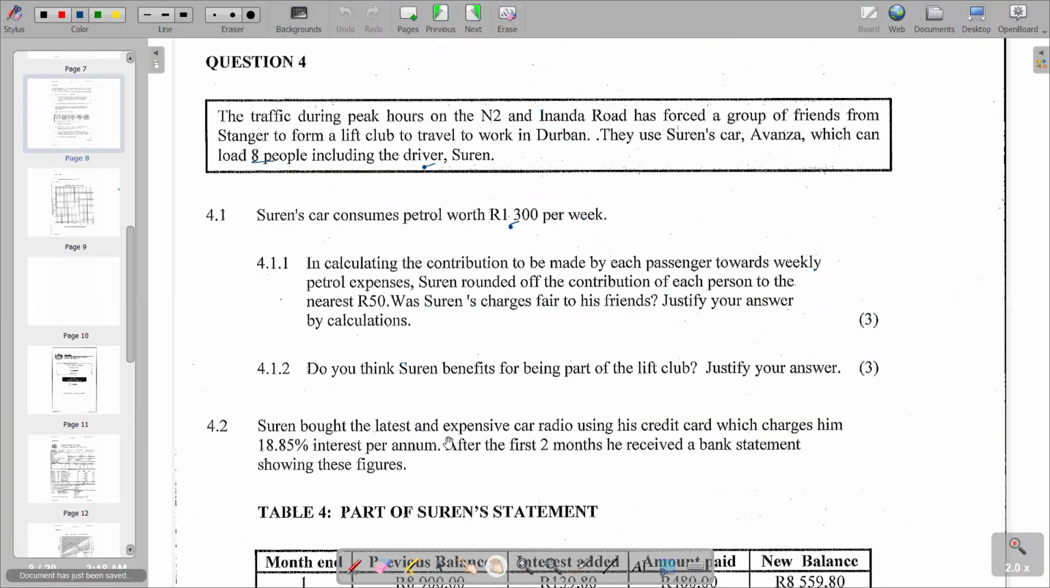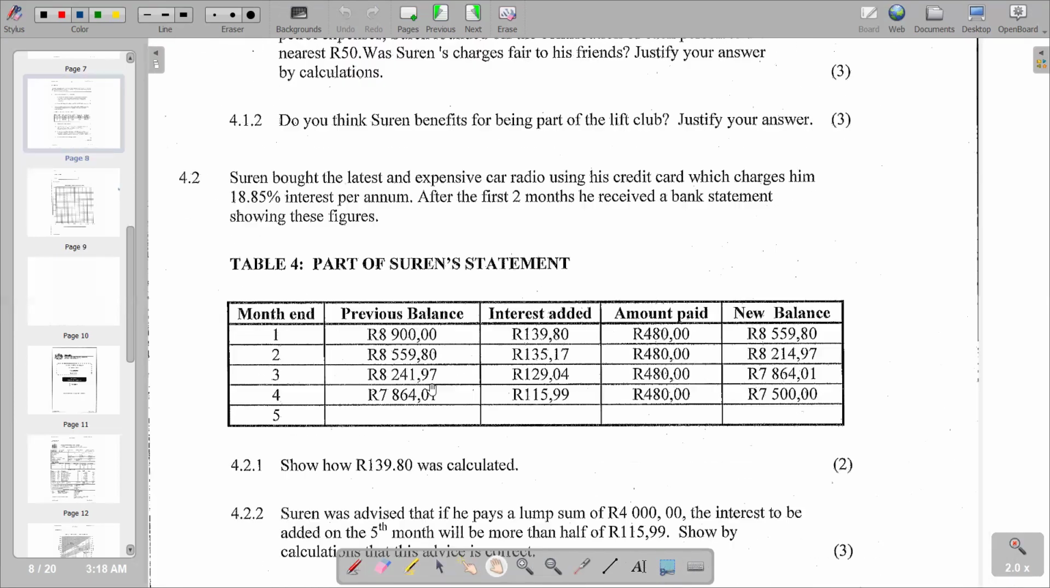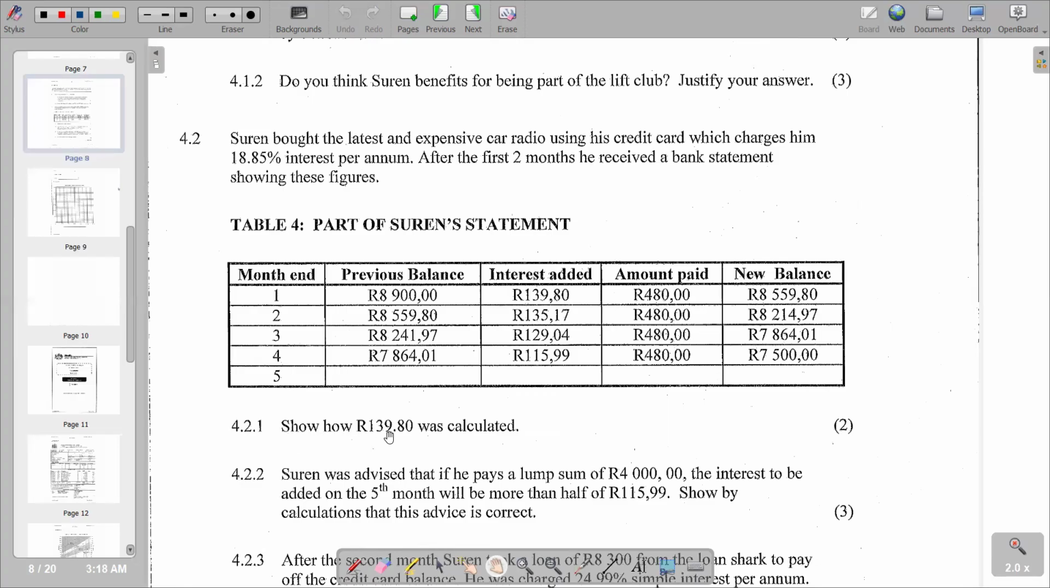And the next part is saying the student bought the latest and expensive car radio using a credit card, which charges him 18.85% interest per annum. After the first 2 months, he received a bank statement showing these figures. So we are given table 4, part of the student statement. Then 4.2.1: show how 139.80 was calculated. So this 139.80 is calculated from 8,900 rands, but we are seeing that this is monthly, for people who get the interest added per month. So that's exactly how we are going to calculate it.